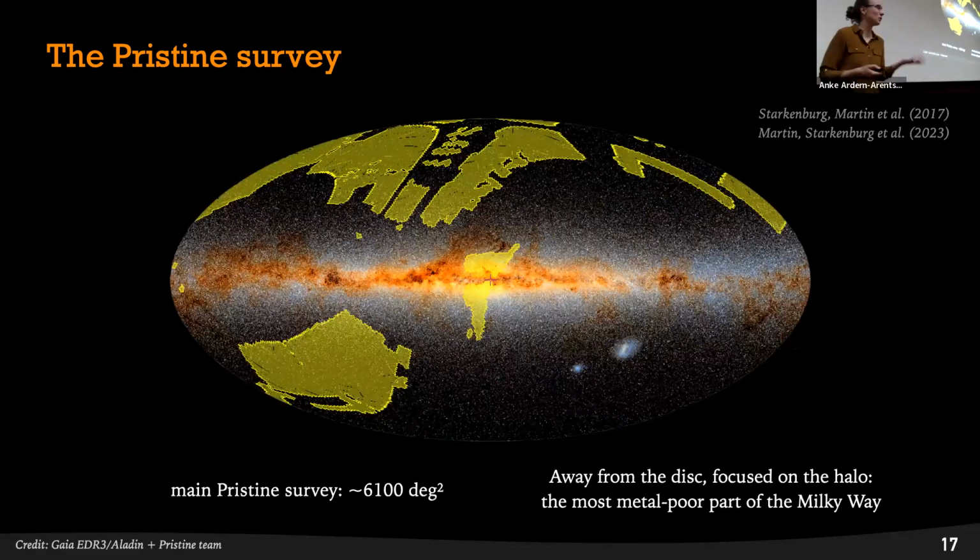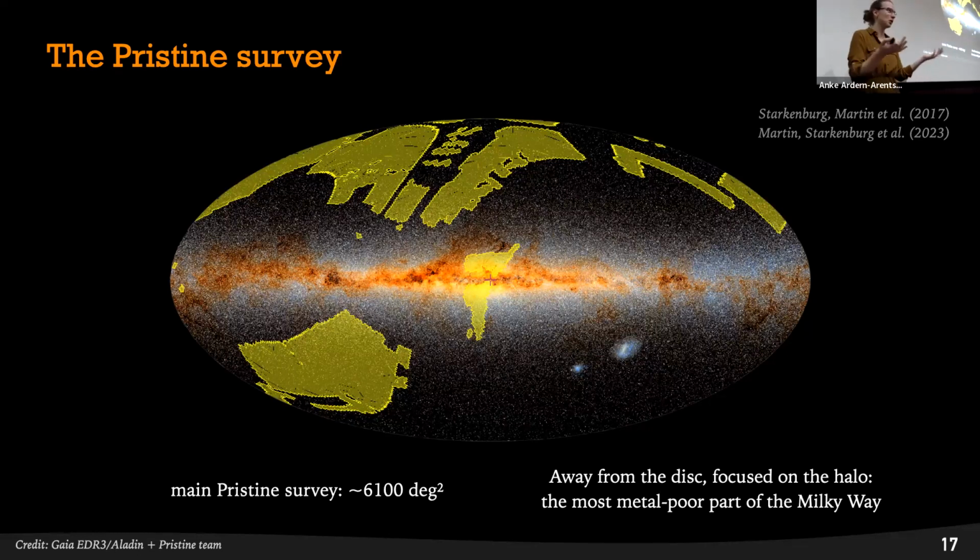So the Pristine survey, where are we looking? This is our current footprint on the sky, which means where we're looking, in yellow. We're still observing, which is why there's a bunch of gaps. We're still filling in more gaps with the telescope. So we're mostly looking away from the disk, because I mentioned the disk is the most metal-rich part of the Milky Way. So we're looking up towards the galactic halo, which is the most metal-poor part of the Milky Way.